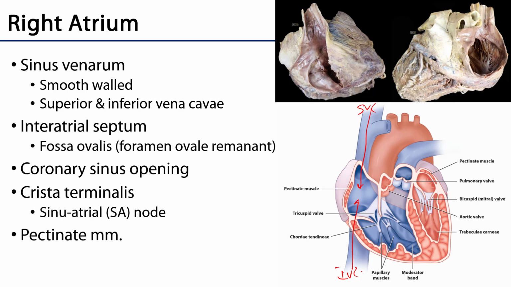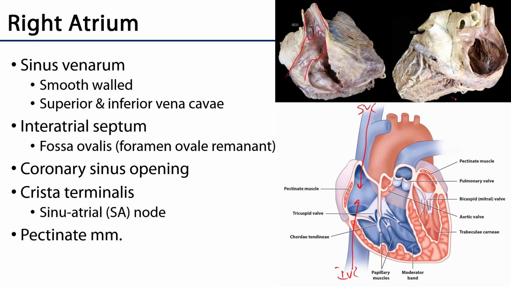Now, the right atrium has a region into which the vena cavae drain called the sinus venarum. The sinus venarum is very smooth-walled. So we can see here, this is the superior vena cava, this is a portion of the inferior vena cava, and we can see precisely how smooth this wall is. We can contrast that with the anterior aspect of the right atrium, which is a little more rigid with muscle.